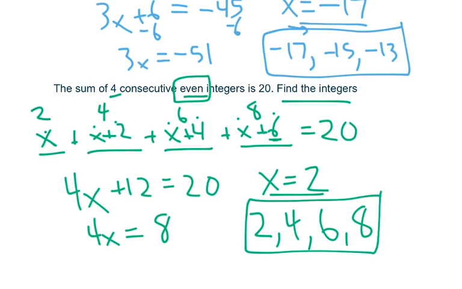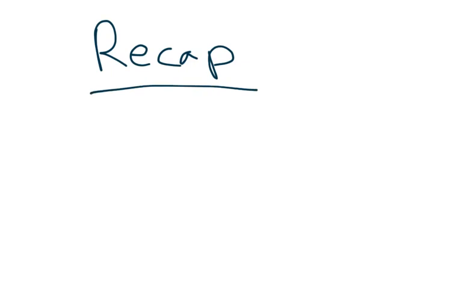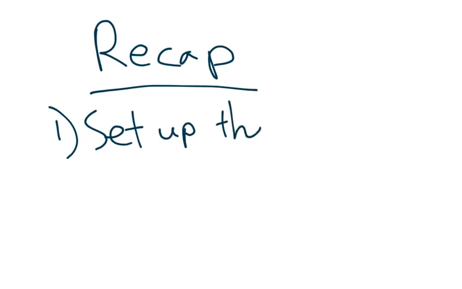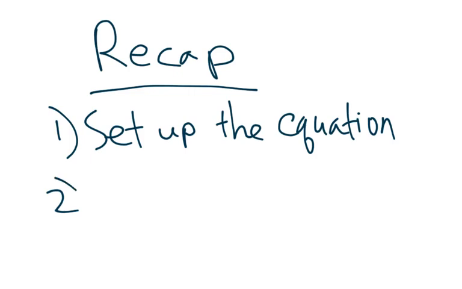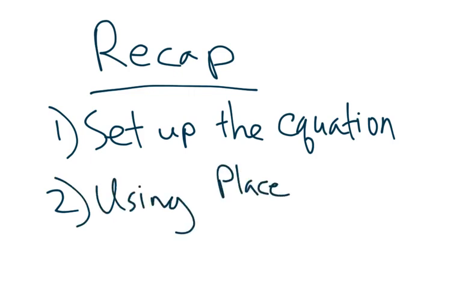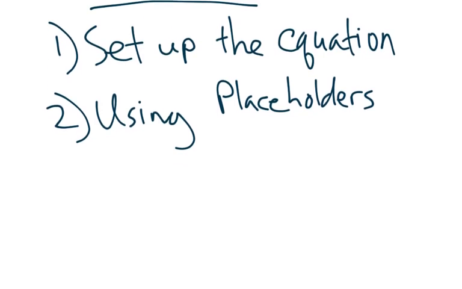And so that's how we do consecutive integer problems, whether it's regular, even, or odd. So let's just recap everything. The big thing is set up the equation. And you do that by using placeholders. Placeholders help you organize all your pieces. But there's a warning, you still need to use critical thinking.